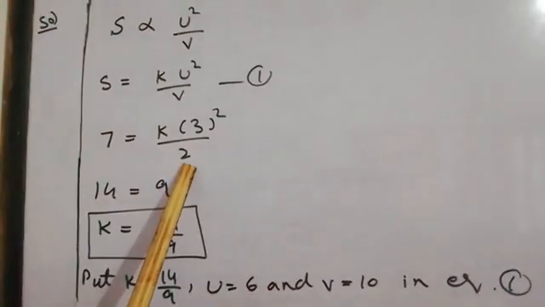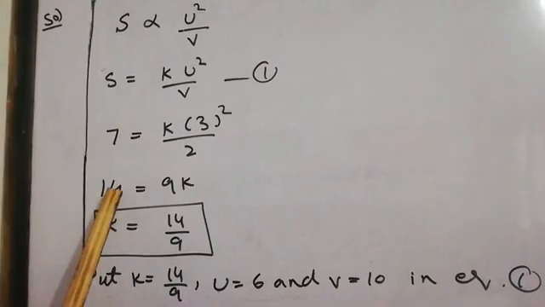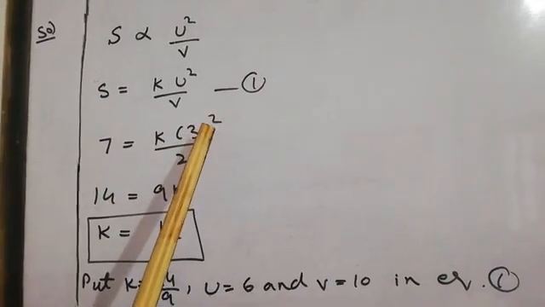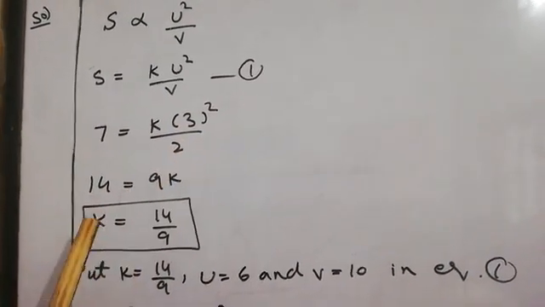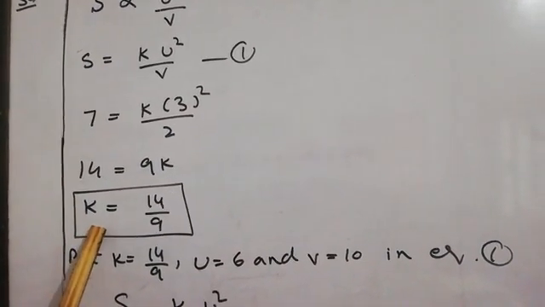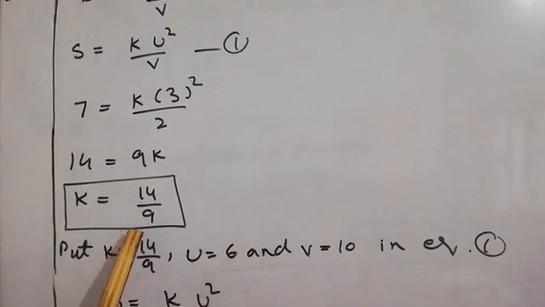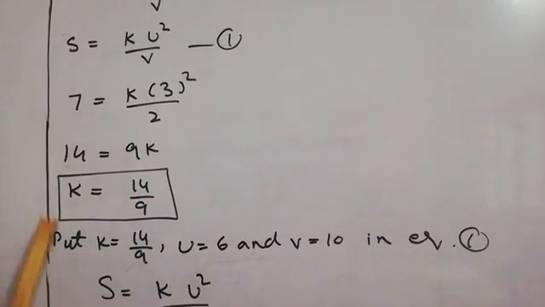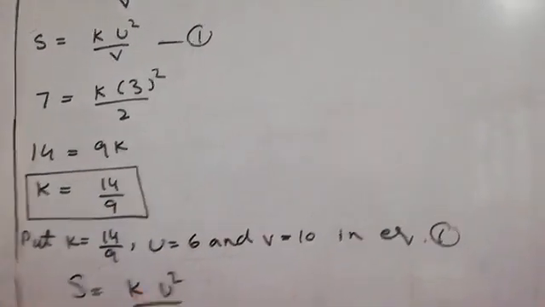How will we find it? We will multiply 2 with 7. 2 7s are 14, and 3 square means 9K. So divide the equation by 9 on both sides. So we will get the value of K, which is equal to 14 by 9. This is the proportionality constant value.